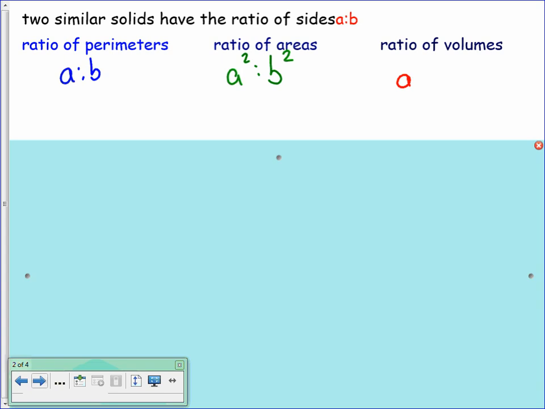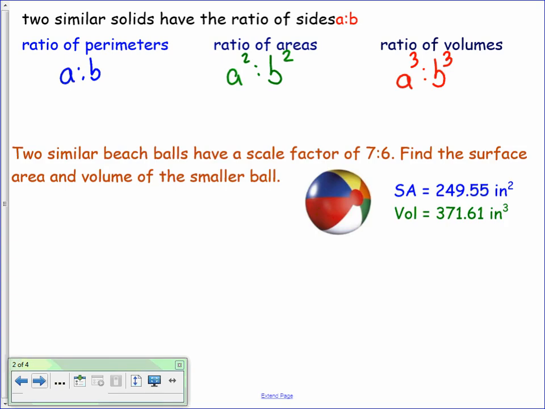And being the smart people we are, we can figure out then that the ratio of volumes, third dimension, is going to be A cubed to B cubed. The biggest thing, as we saw in chapter 11, is you have to convert from one to the other in order to use the proportion correctly.